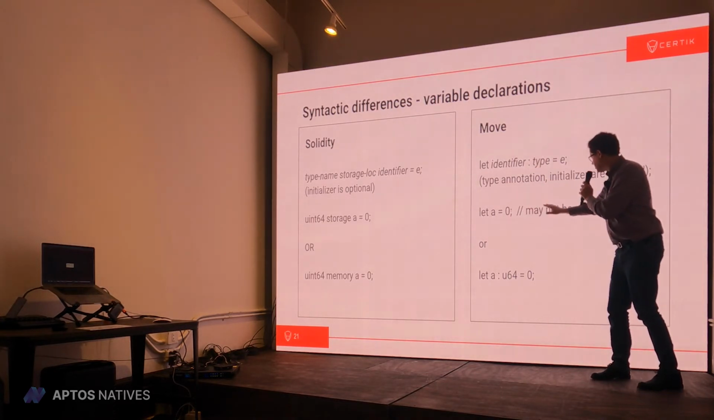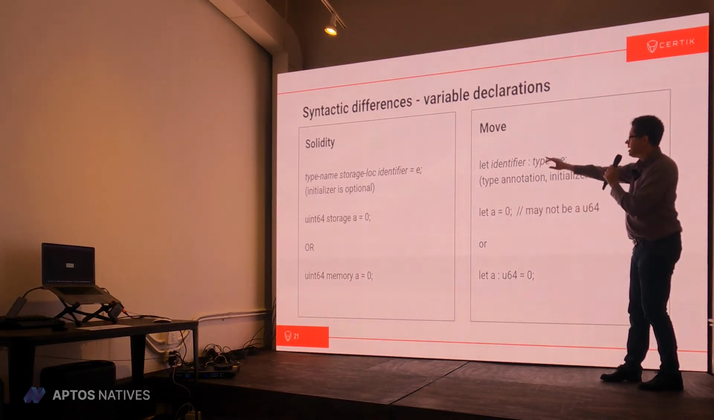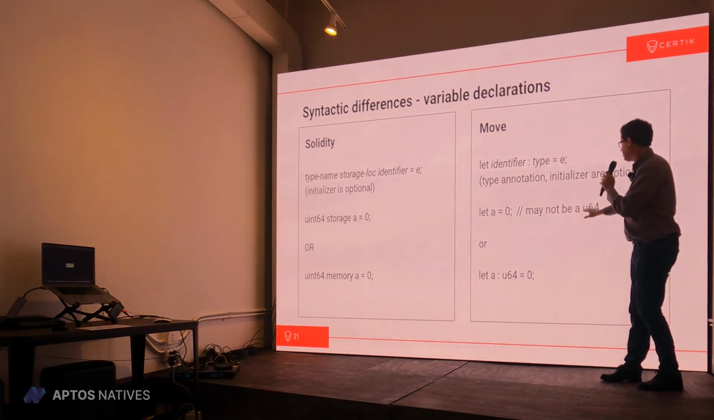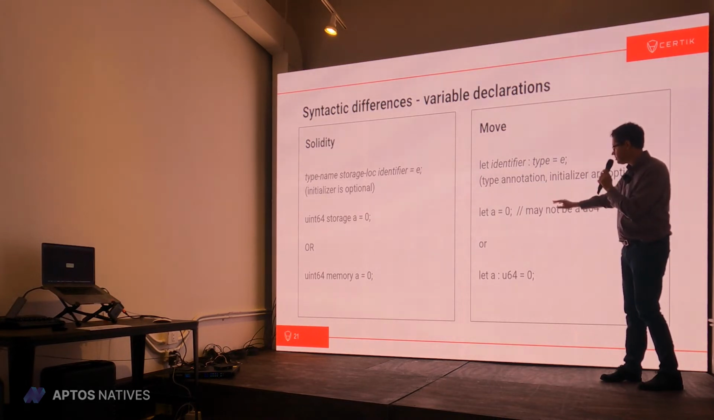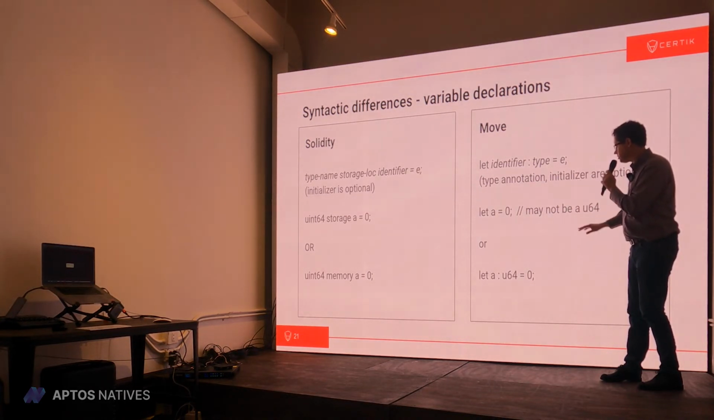So you say let a = 0. And even though the other side of the example is a u64, the compiler may not infer that a is actually a u64 here. You may have to write 0u64 here.